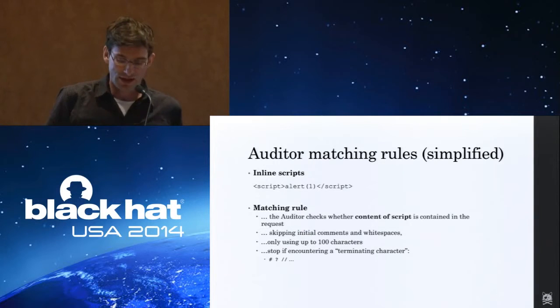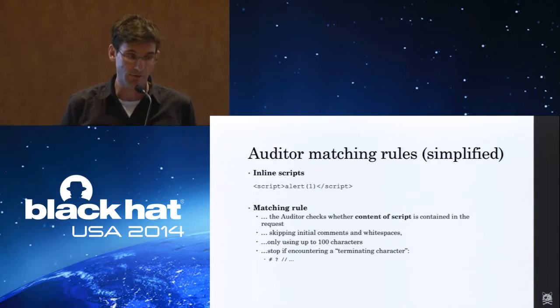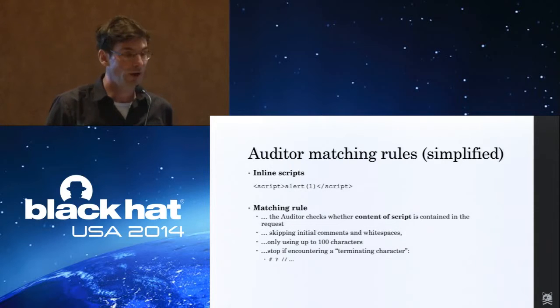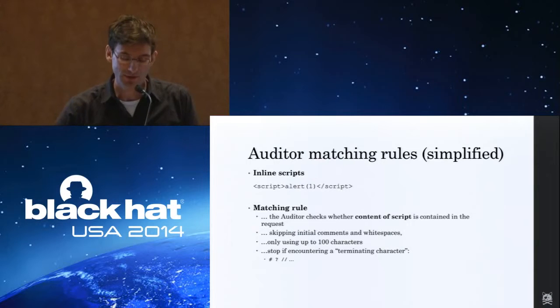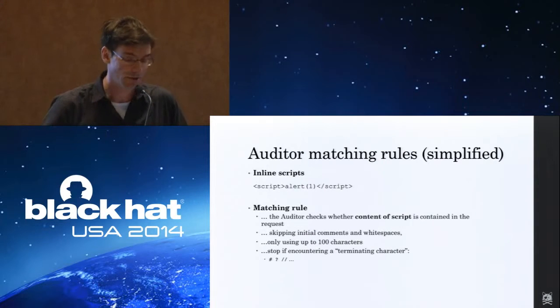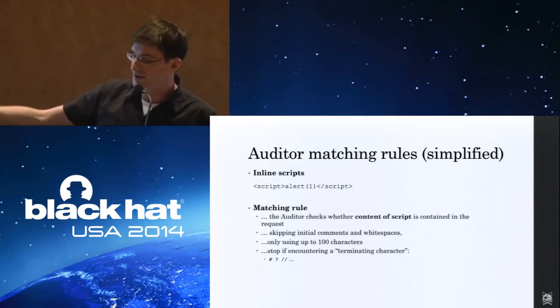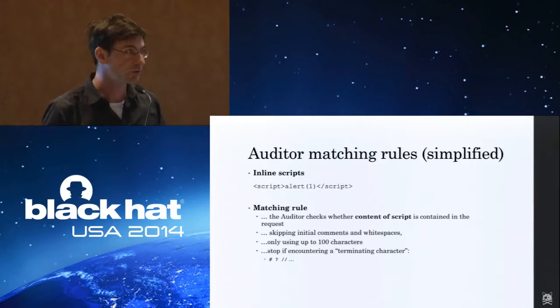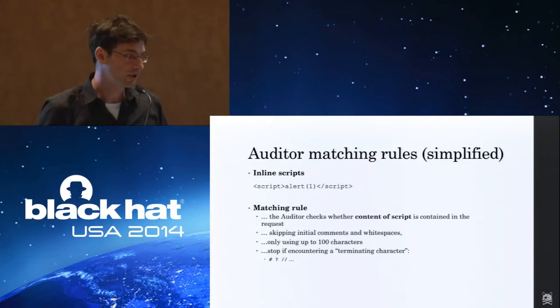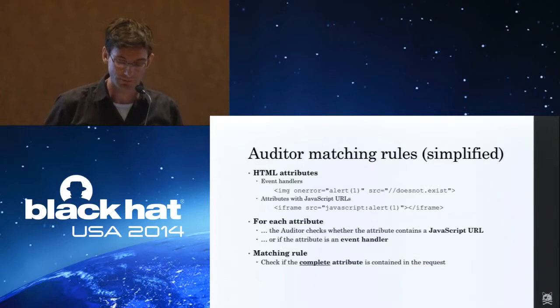And it only checks the first 100 characters because they are significant enough for identifying if there's a match or if there's not a match. And it checks up to 100 characters, but it might terminate earlier. So the matching process terminates if certain terminating characters are met. And the most important terminating character in this context is the double slash for comments, because this is a usual technique that you use for certain injections where you end your injection vector with JavaScript comments.